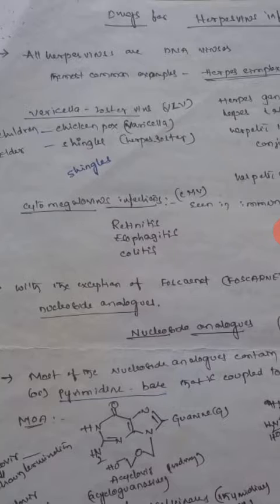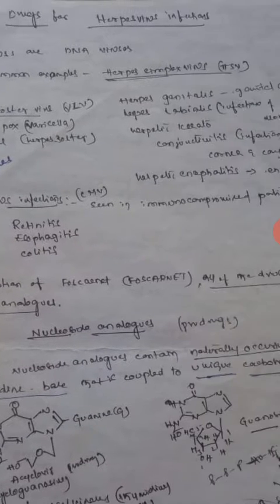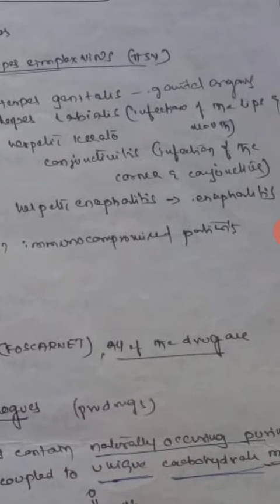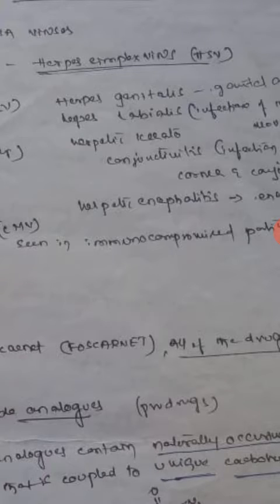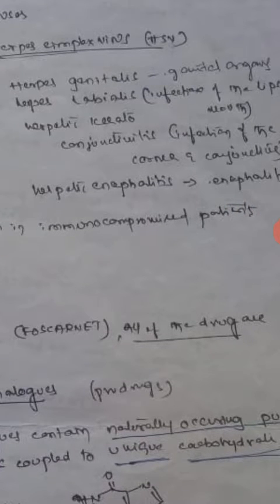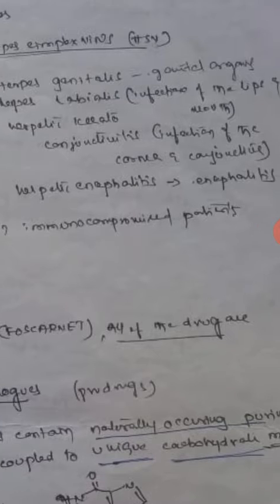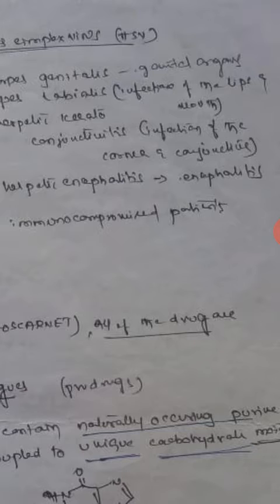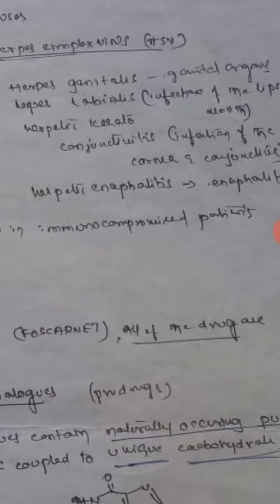Herpes virus infection is mainly caused by three types of virus. One is herpes simplex virus. It causes infection to the genital organs, which is called herpes genitalis. If herpes infection causes infection to the mouth and lips, it is called herpes labialis. If the herpes infection causes infection to the eye, it is called herpes keratoconjunctivitis.